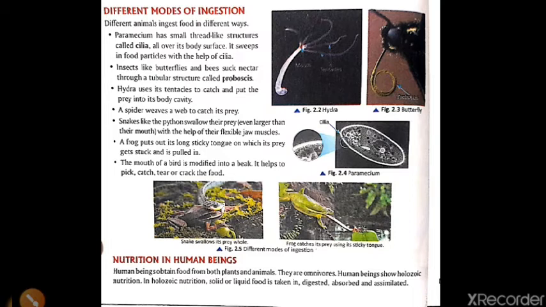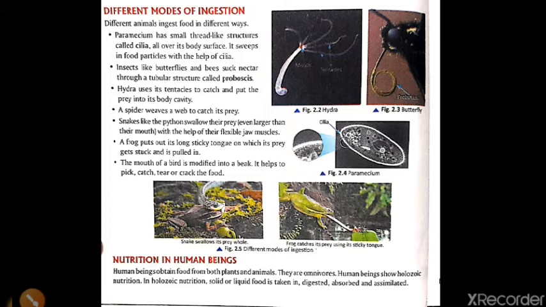So in the previous video we had started our second chapter, that is nutrition in animals, and we had studied the types of nutrition, that means holozoic nutrition, saprophytic nutrition, parasitic nutrition, just the overview part. And we had read the process of nutrition, that means ingestion, digestion, assimilation, excretion. So these are all the processes of nutrition, to obtain the nutrition.